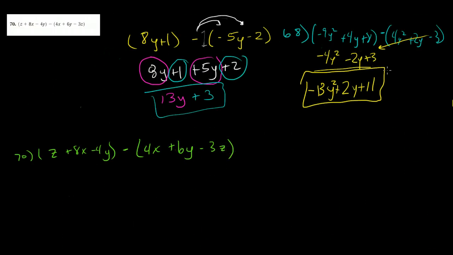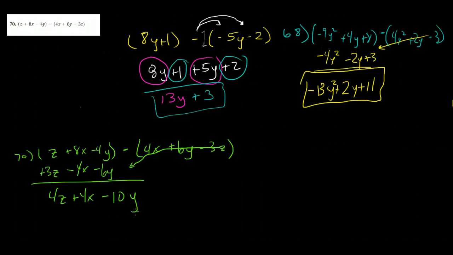And let's use this same strategy again. Let's just rewrite it by adding the opposite. That's what minus says, add the opposite. So my 4x becomes a negative 4x. My 6y becomes a negative 6y. And my negative 3z becomes a positive 3z. So I just took all of that and put it down there. z plus 3z is 4z. 8x minus 4x is plus 4x. And minus 4y minus 6y is minus 10y.